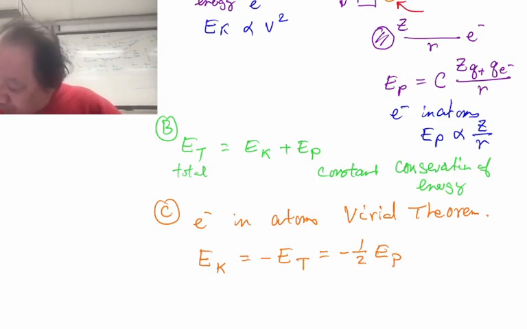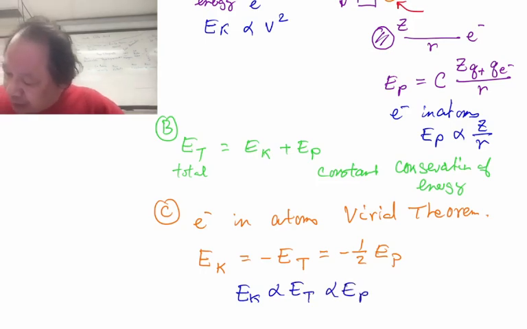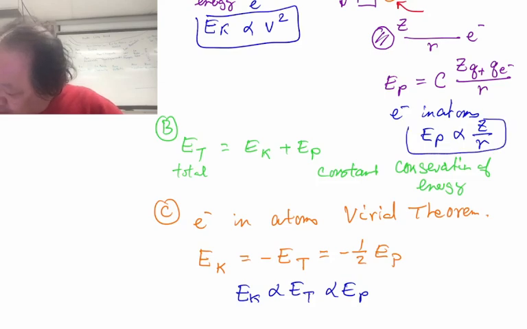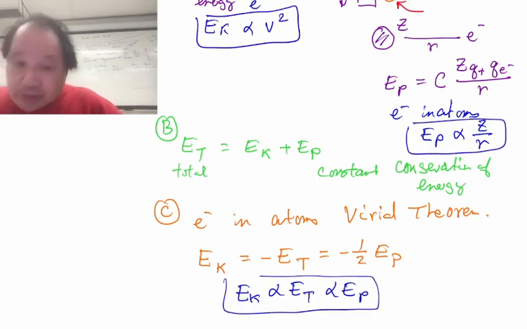So written as a proportionality relationship for electrons in atoms, EK is proportional to ET, which is proportional to EP. And these are the three key proportionality relations that we'll be using when we discuss electrons in atoms.